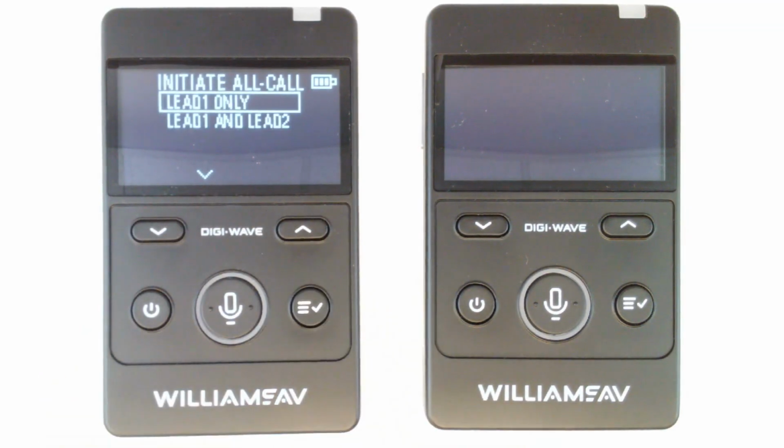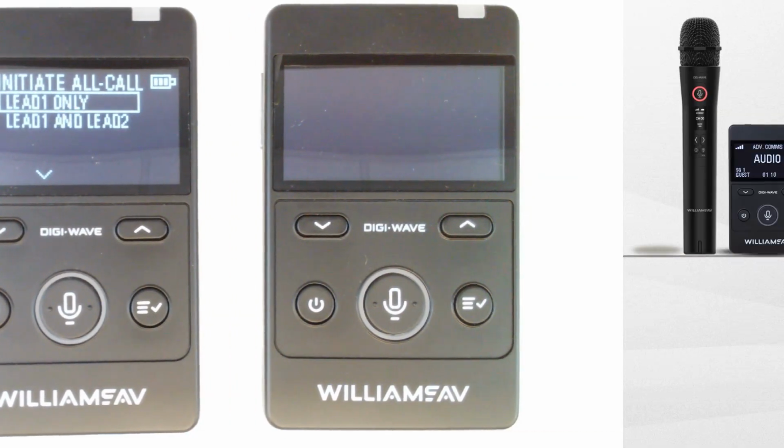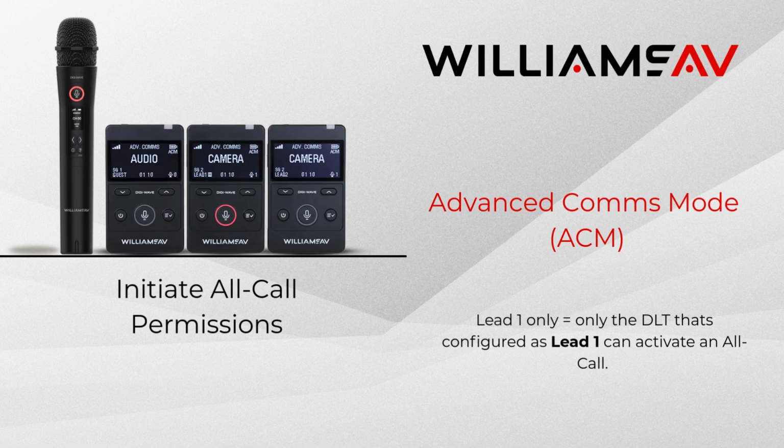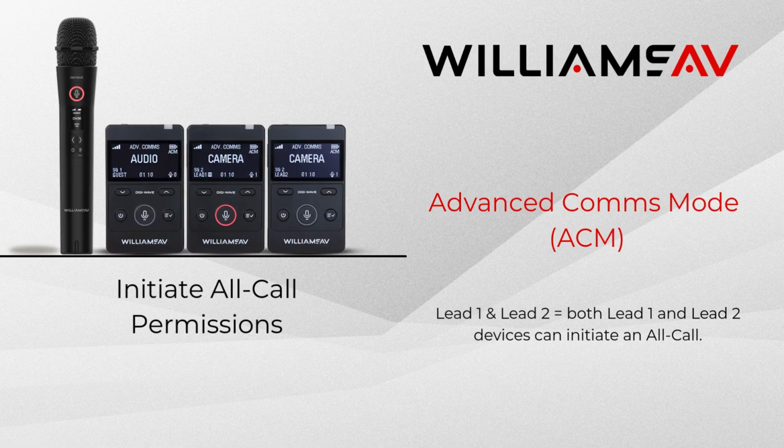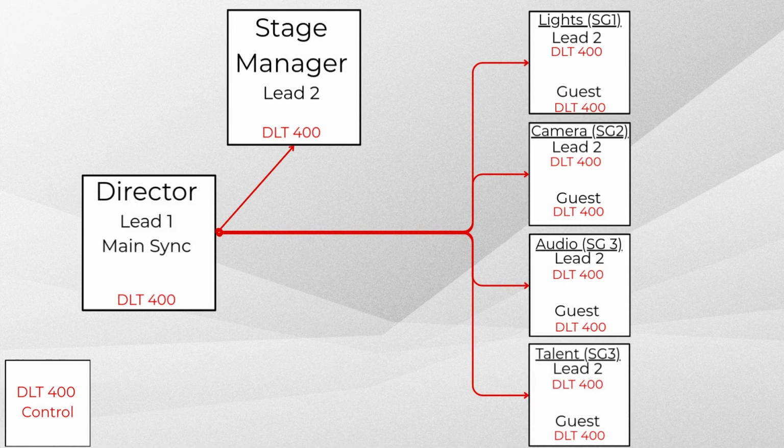All call permissions. This setting determines who can initiate the all call function, that is, who can speak to all DLT and DLR users regardless of their subgroup membership. There are 2 options: Lead 1 only, or Lead 1 and Lead 2. Let's consider our practical example. The director, assigned as Lead 1, needs to be able to address the entire production team at once, issuing directions that apply to everyone across all crews.